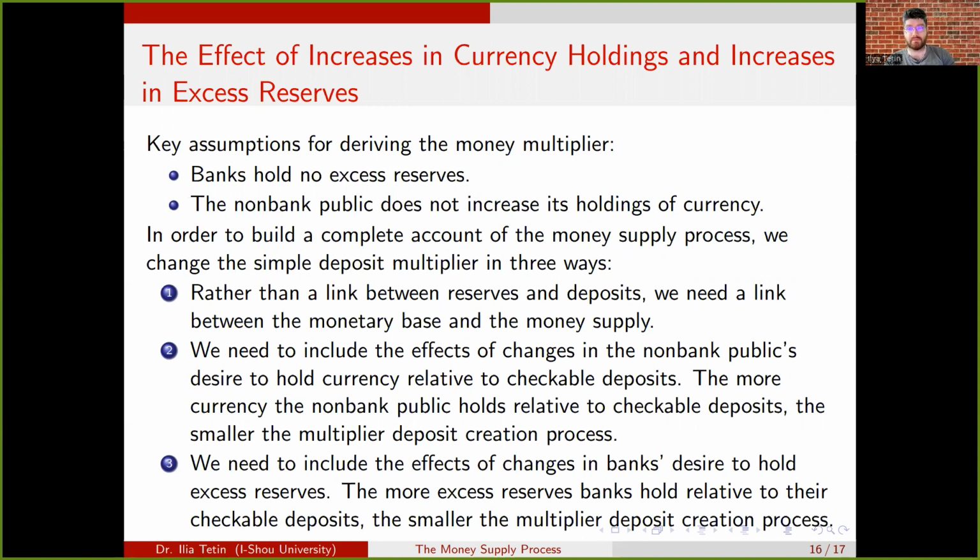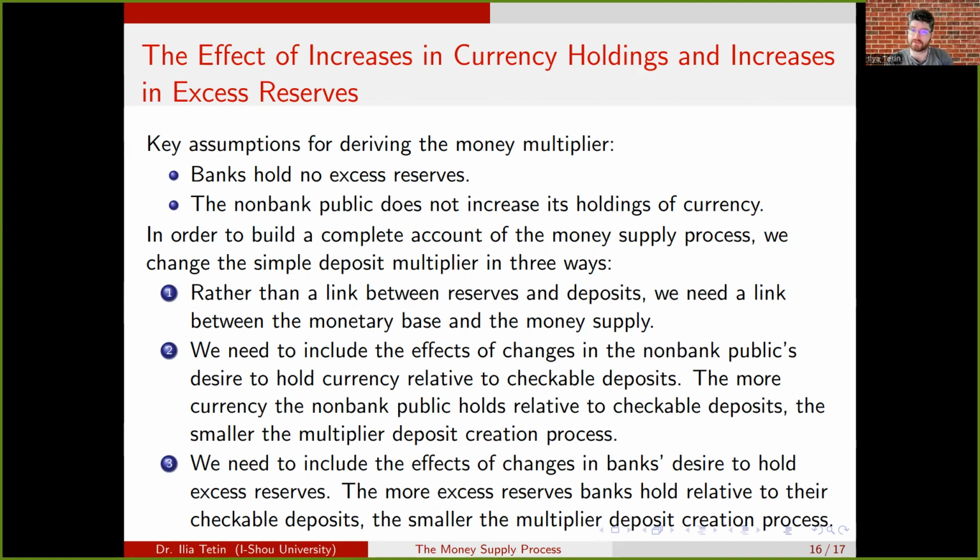In deriving the simple deposit multiplier, we made two key assumptions. Banks hold no excess reserves, and the non-bank public does not increase its holdings in currency. What do we mean? We assumed that whether banks have excess reserves, they lend them all out. We also assume that if households or firms receive a check, they deposit the whole amount in the checking account, keeping none of the funds in cash.